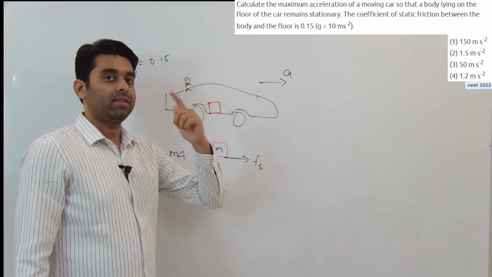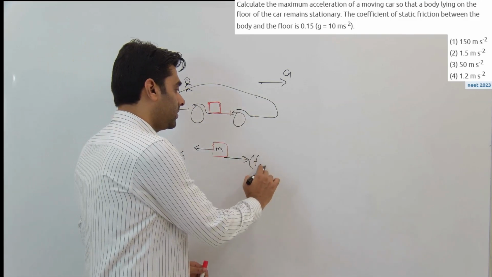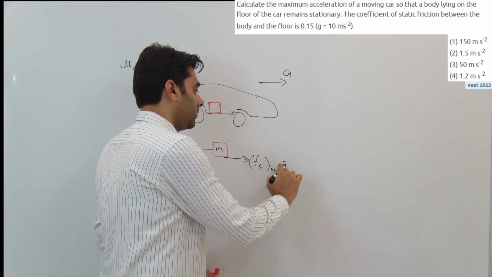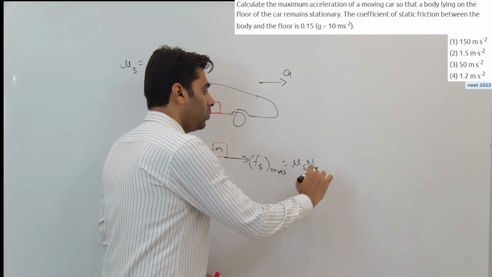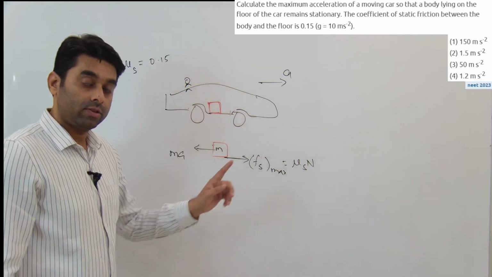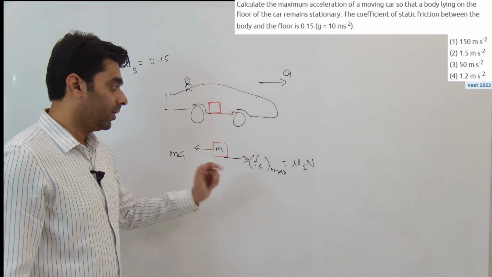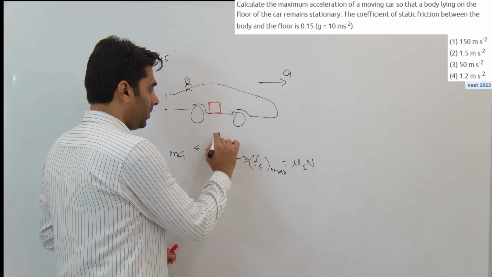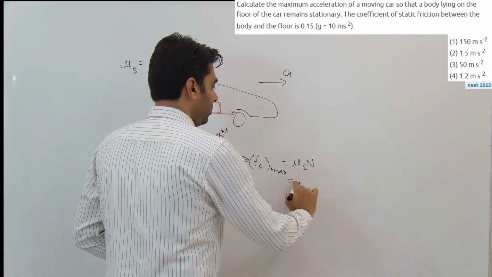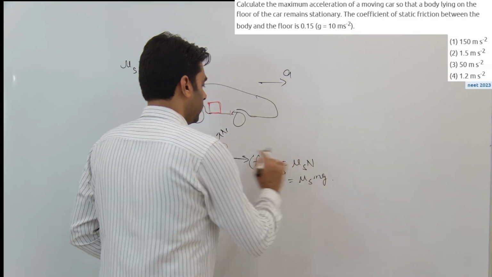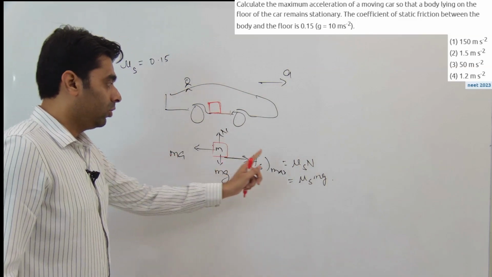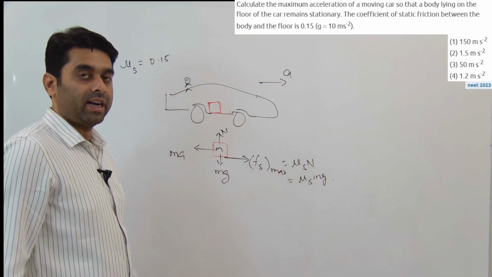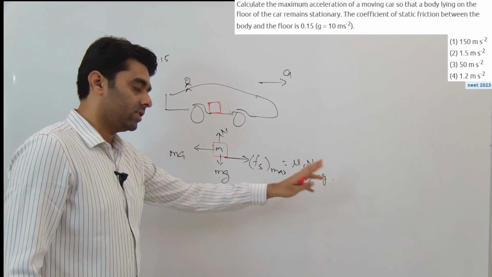Now what is the maximum value of static friction? Maximum value of static friction is mu s into N. This is our maximum value of static friction, right? And N value, how much will it be? N will be mg, down, normal will be up. So we can write mu s into mg. So for maximum acceleration, your ma should be equal to maximum static friction, which we also term as limiting friction, which is equal to mu s mg.